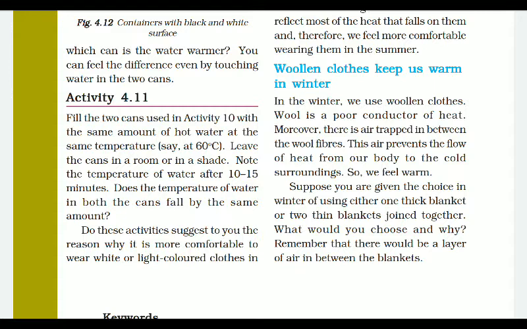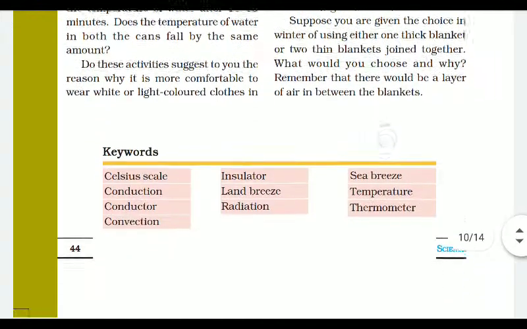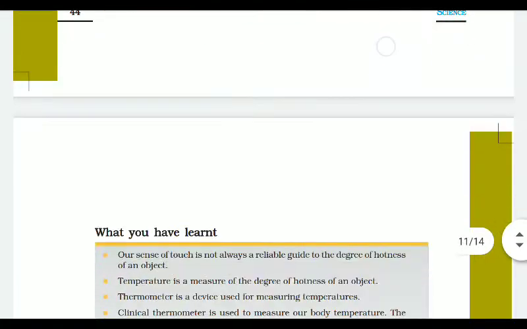Suppose you are given the choice in the winter of using either one thick blanket or two thin blankets joined together. You will remember that you choose the two thin blankets, because the layer of air between the blankets keeps you warm. That's the end of the chapter.